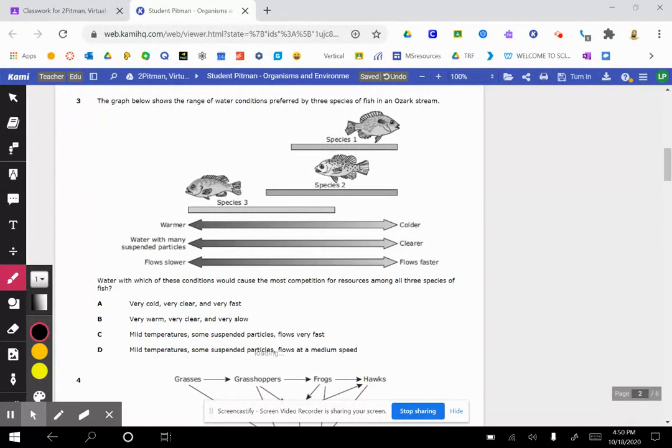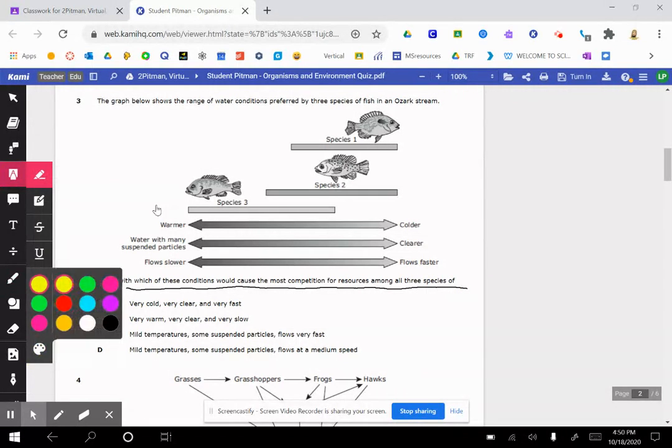Okay, number 3. The graph below shows the range of water conditions preferred by 3 species of fish in an Ozark stream. Water with which of these conditions would cause the most competition for resources among all 3 species? Okay, let's see. So it says water with which of these conditions would cause the most competition among all 3 species. So that's very important. We need all 3, and we need competition.